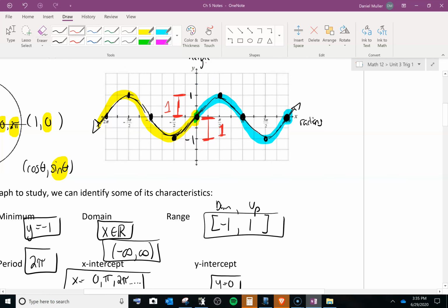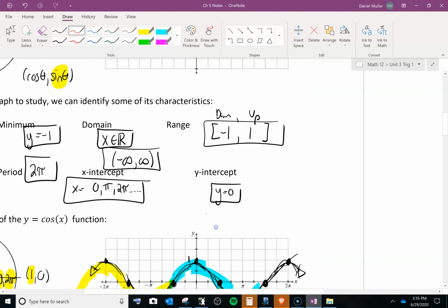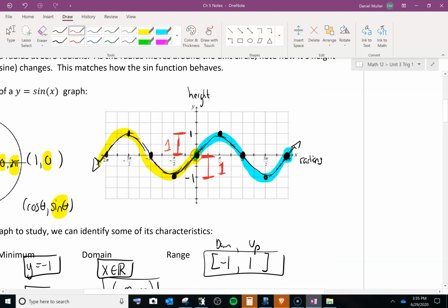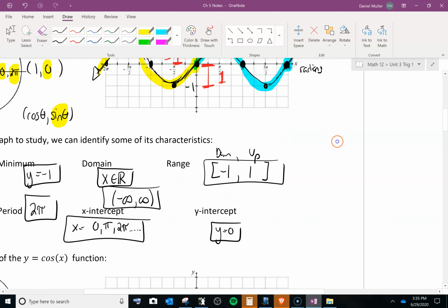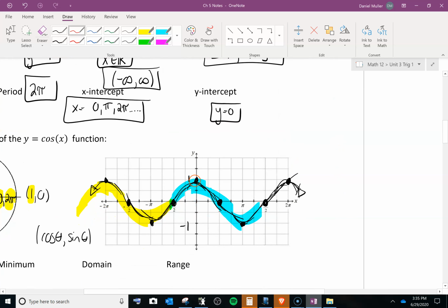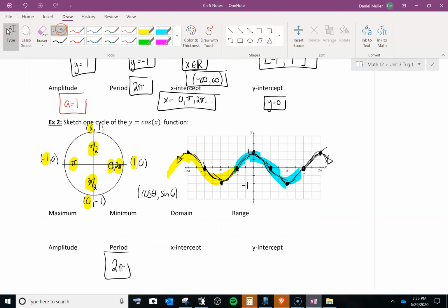So sine and cosine are almost identical. It's just that sine starts in the middle and heads up, whereas cosine starts at the top, and when you start at the top, the only way you can head is down, so you head down. But otherwise they are exactly the same. So you look at the maximum. Well, the maximum is a height of 1. Nothing changes. Minimum is negative 1.